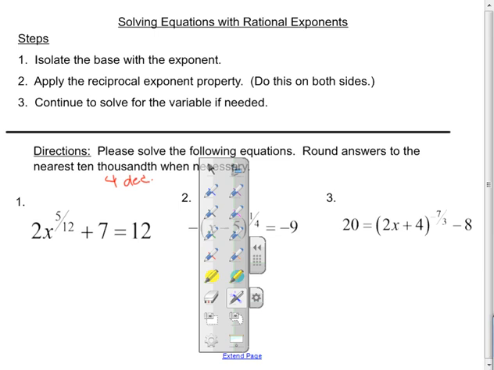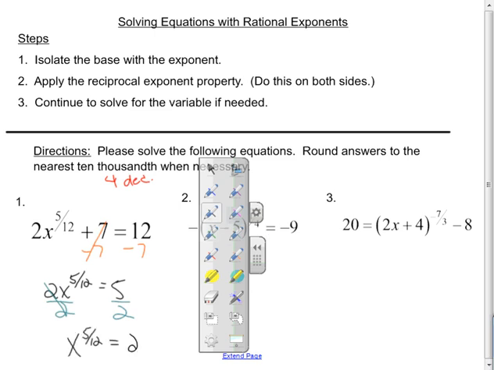So I'm going to try and get the x to the 5/12 by itself. This should not come as a surprise that I'm going to subtract 7. Get 2x to the 5/12 is equal to 5. And then I'm actually going to divide both sides by 2. And that will give me x to the 5/12 is equal to 2.5. It's an okay time for a decimal here because it's a finite, terminating decimal.